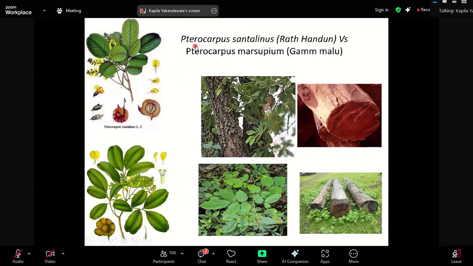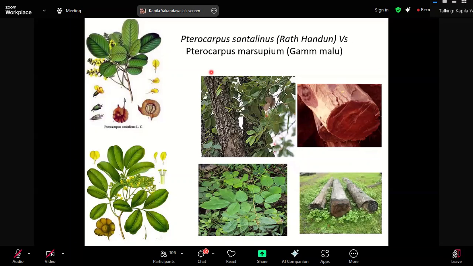Then there was another story. This is about Rathandun. There was an Indian Prime Minister called Jawaharlal Nehru. Prime Minister Nehru visited Sri Lanka some time back. I can't remember the year. I think I was small. He visited, I think, an Ayurvedic institute, probably the Bandaranaike Ayurvedic Institute. I don't know whether it's Gampaha or Rajagiriya, I don't know.